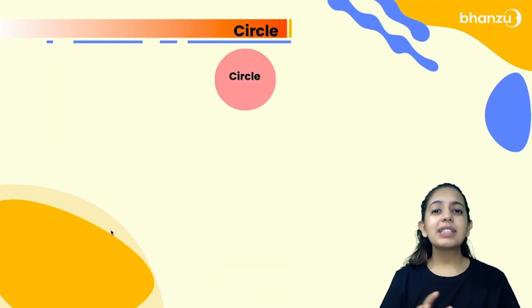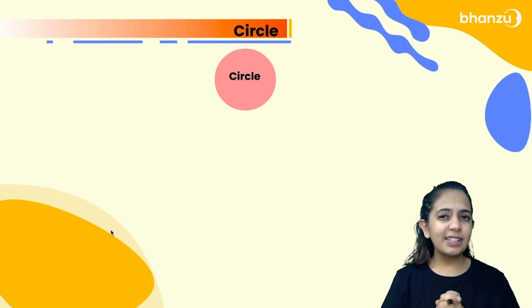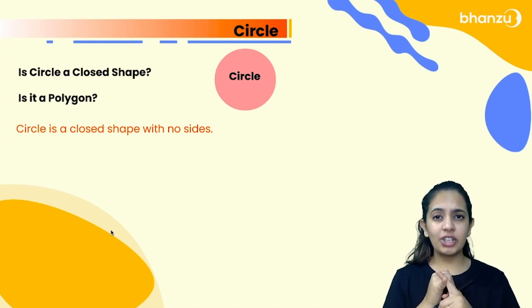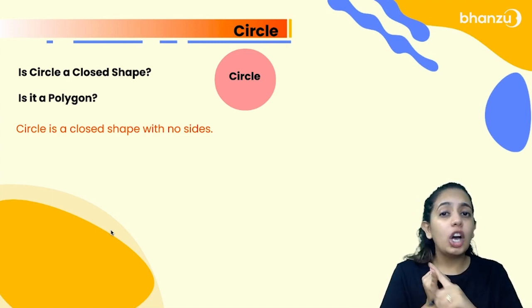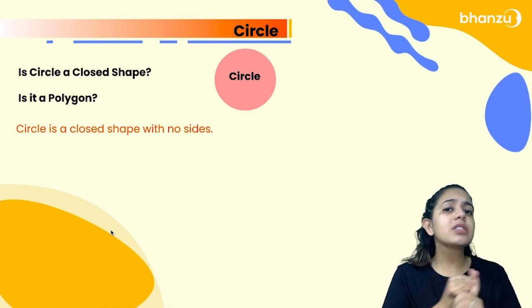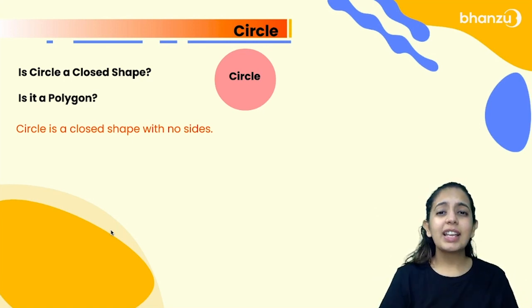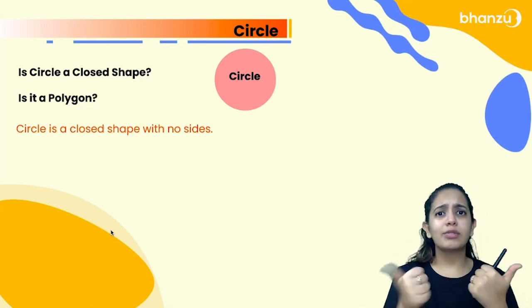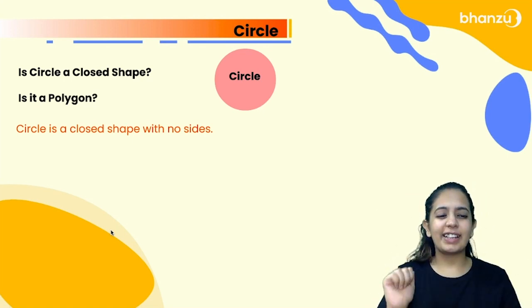Now what about a circle? Is circle a closed shape? Yes. But is it a polygon? No, right? It is a closed shape, but it doesn't have any side, because it is not made up of line segment, therefore it is not a polygon, right? It is closed? Yes. Is it made up of line segment? No. So that's not a polygon.